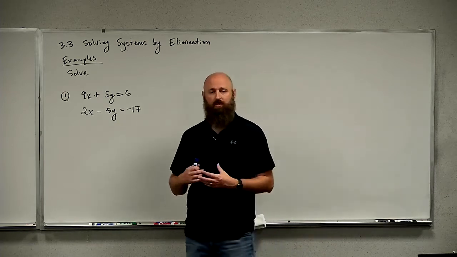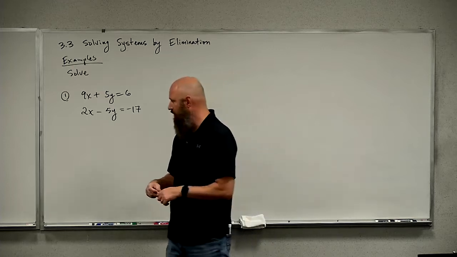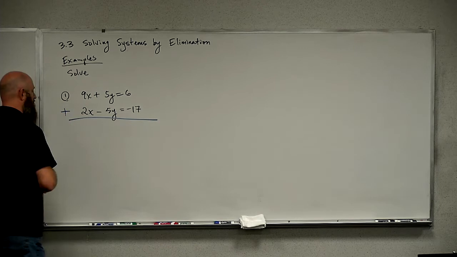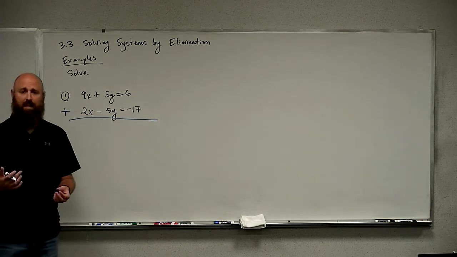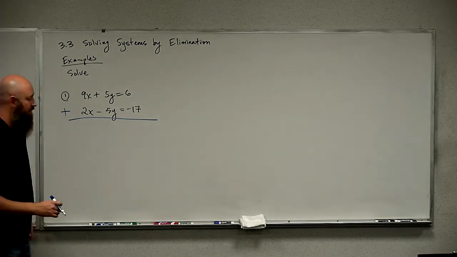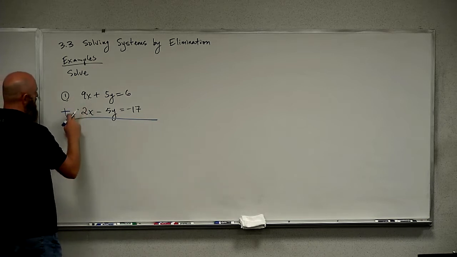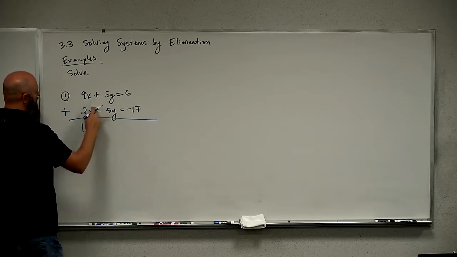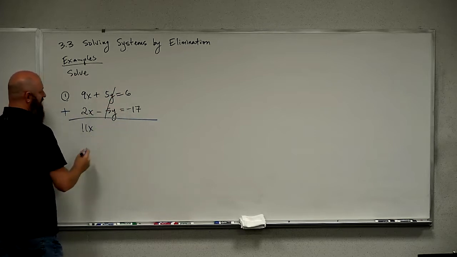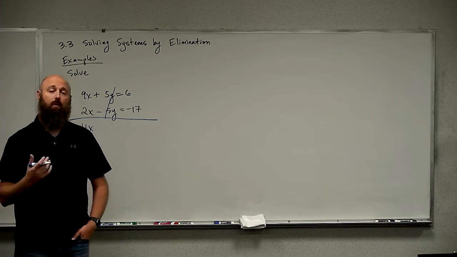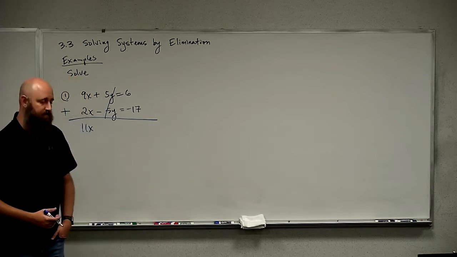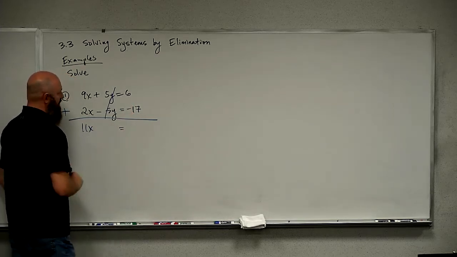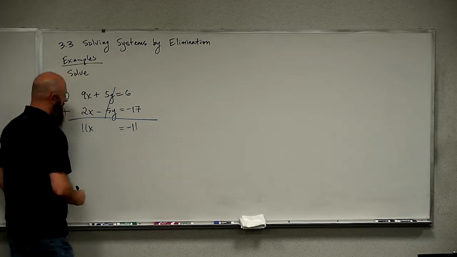What this allows us to do, because of equality, is add these two equations together, keeping the signs that they are. So 9 plus 2, that's 11x. Positive 5 plus a negative 5, those kill each other, which is what we want. We're wanting something to eliminate. Equals 6 and negative 17 give us negative 11.